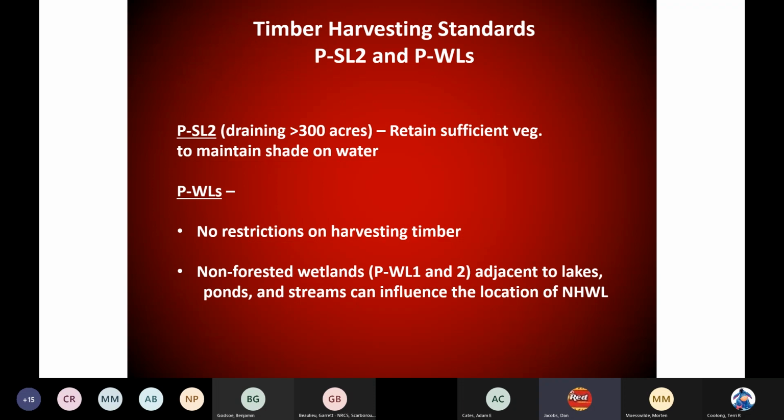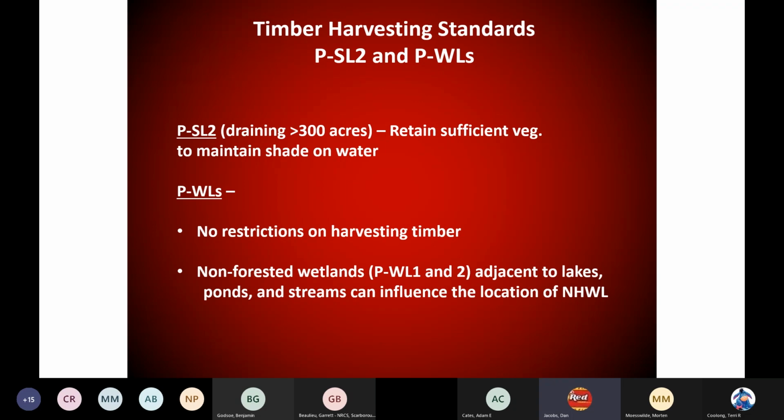Okay, for harvesting within PSL2s and PWLs, again, PSL2s are the smaller streams and brooks. PWLs are wetlands, and there are 3 varieties of those. For PSL2s that drain more than 300 acres, the rule is that sufficient vegetation must be retained to maintain adequate shade on the water body. That's essentially as far as that definition goes of what has to be retained. We usually just call this adequate shade is required, and that doesn't necessarily have to be 100-foot tall pine trees. So you can do harvesting in this zone next to these water bodies as long as you're leaving adequate shade and following all the other rules and regulations.